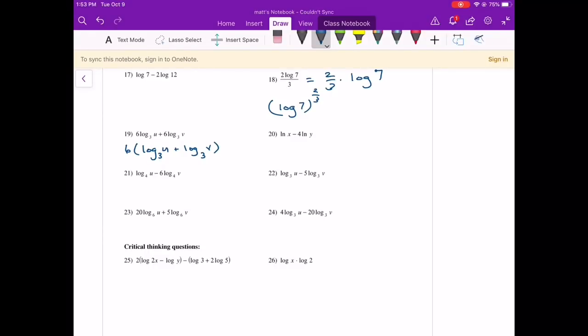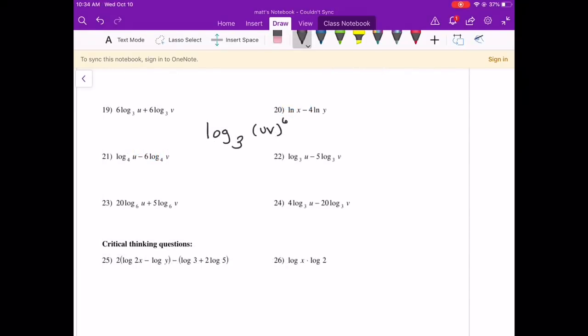All right, so now the addition makes me think of multiplication. So I still have my coefficient of 6 out front, and then I can condense into one log of u times v. And then finally, that 6 out front is going to be an exponent. So our final answer would be log base 3 of uv to the 6th power.